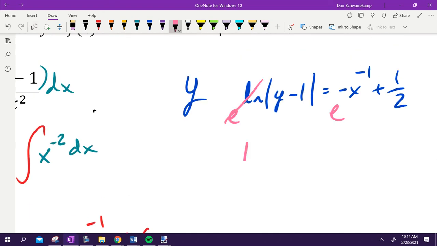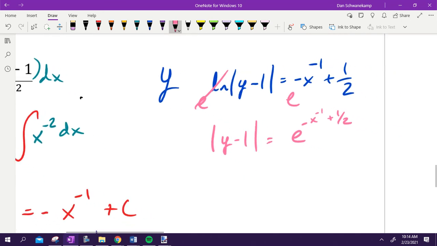That's going to cancel. So I get absolute value of y minus 1 equals e to the -x to the -1 plus 1/2. Remember, you do not have to simplify. There's not really a whole lot of simplifying I can do here, but I don't need to do anything besides just write it. Don't let the simplifying part throw us off.